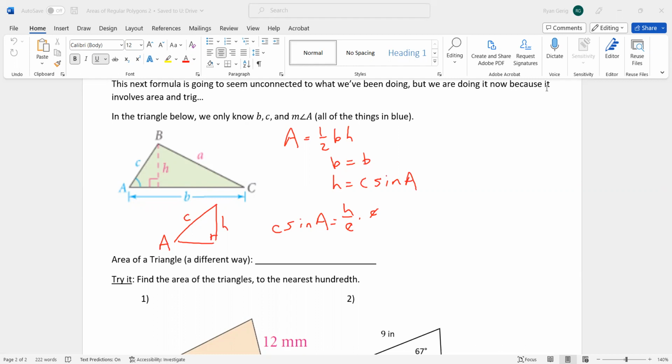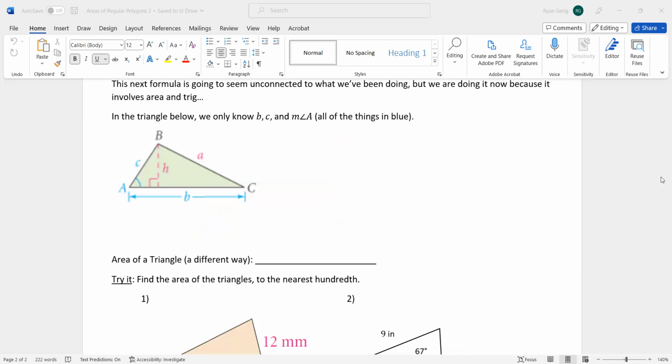So now what I'm going to do is put those into my formula. A equals 1/2. B is B. And then H is, instead of H, I'm going to put C sine A. And there you go. That's the formula. The area of a triangle, a different way, is A equals 1/2 BC sine A. Okay. So it's exactly the same formula. It's just H looks a little different, a lot different. So we'll do a couple practice problems and then we'll be done.